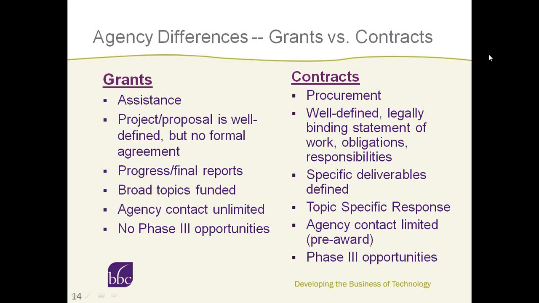Granting agencies typically evaluate the proposals through peer review. So they recruit experts from the community who evaluate and score the proposals. Contracting agencies, on the other hand, typically use their own scientists and engineers to evaluate the proposals they receive. And that's why the contact with those individuals is limited in order to give everybody a level playing field. As I said, contracting agencies can offer opportunities in Phase 3 through contracts or acquisition arrangements. Typically, the granting agencies have no Phase 3 opportunities in terms of follow-on funding.